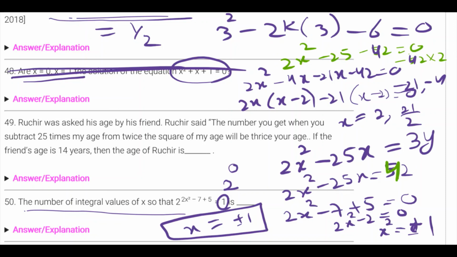So these are the 50 questions from the quadratic equations. We'll do some more MCQs from the next chapters.